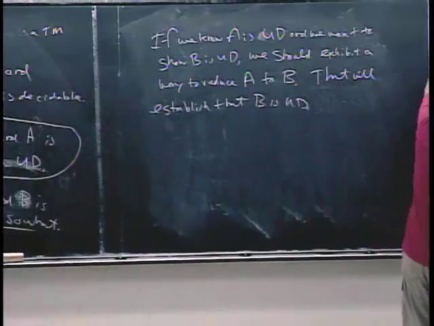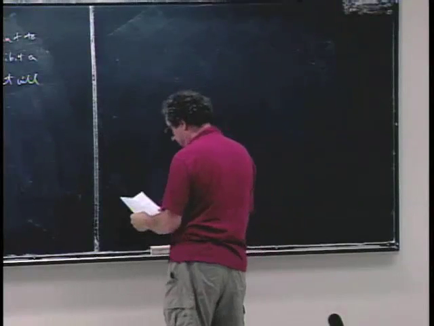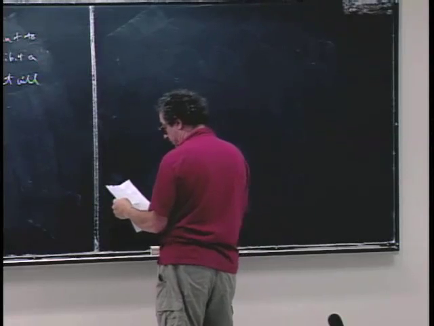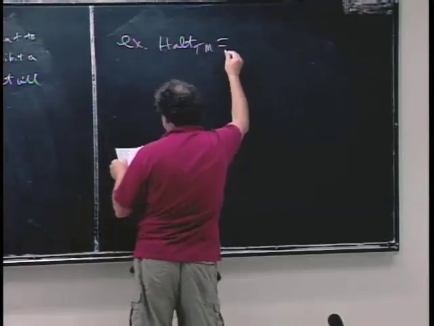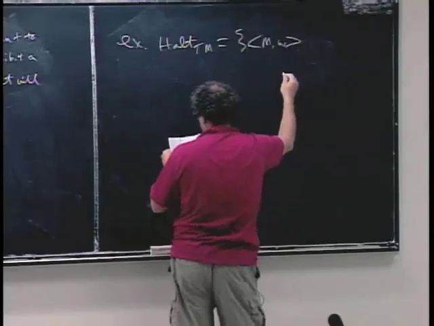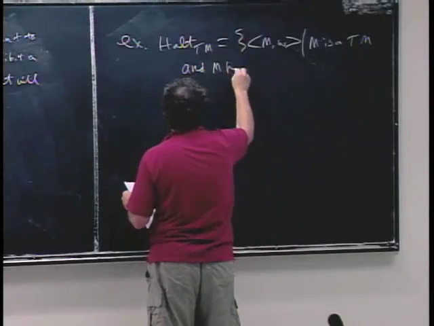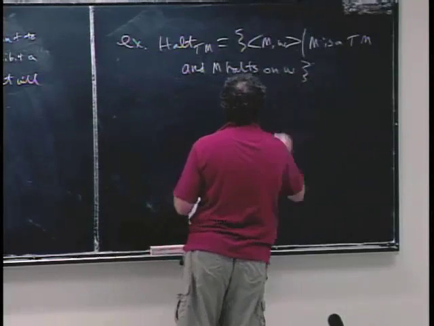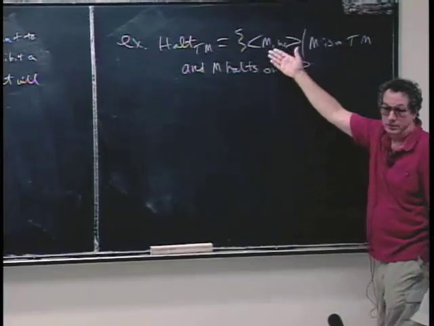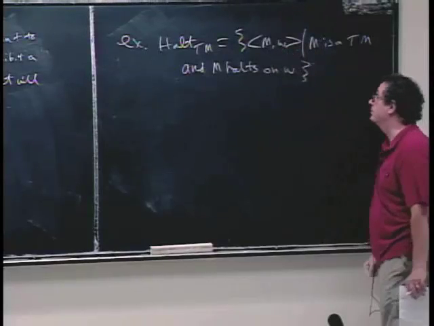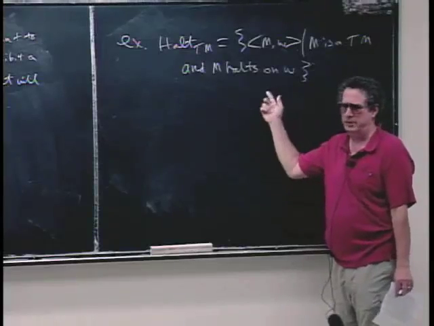Okay, so let me do some. Here's a language. The strings in this language have the form M, comma W, a description of a Turing machine M and input W, such that M is a Turing machine and M halts when it's given W. Now, how does this differ, by the way, from ATM? Looks very similar to ATM.